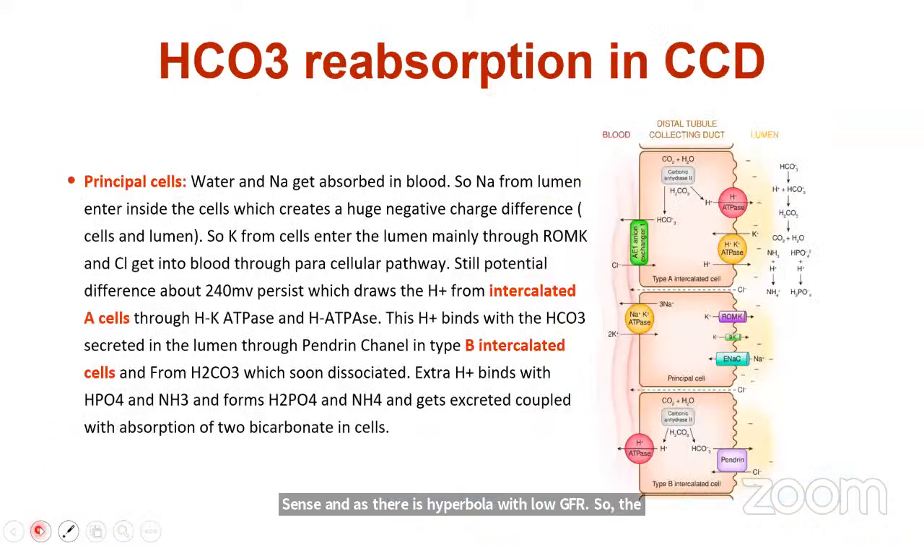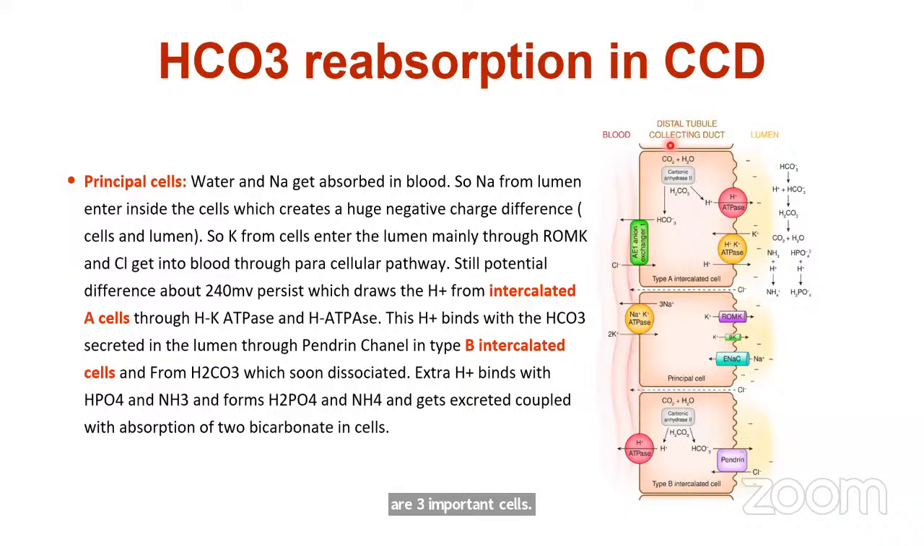Next slide, please. In the next slide, in the cortical collecting duct, you will see how the bicarbonate gets absorbed, and in the intercalated B cells, how the bicarbonate gets excreted into the lumen. So that we will be discussing. In the cortical collecting duct, there are three important cells: the principal cells, the intercalated A cells, and the intercalated B cells.